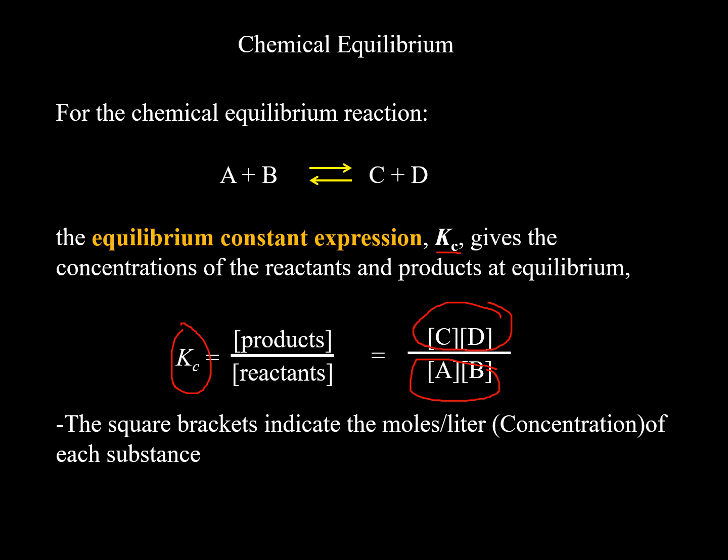If the equilibrium constant is greater than 1, it favors the products. If the equilibrium constant is less than 1, it favors the reactants. And if the equilibrium constant equals 1, you are at equilibrium.